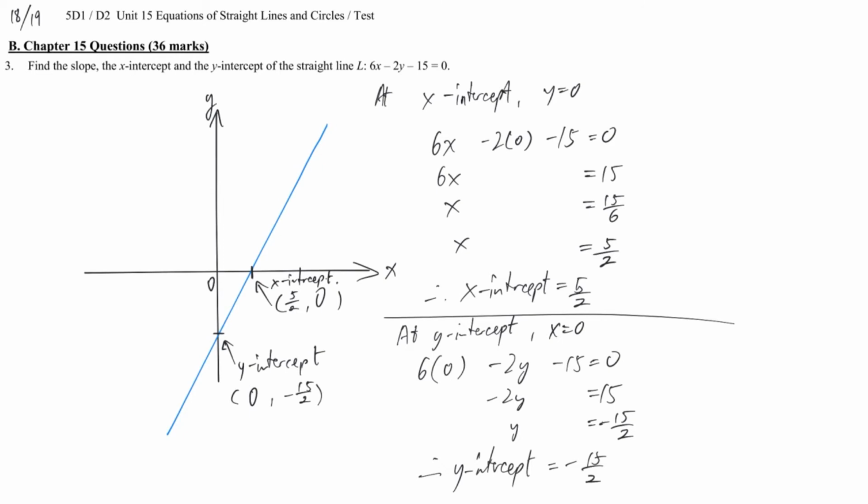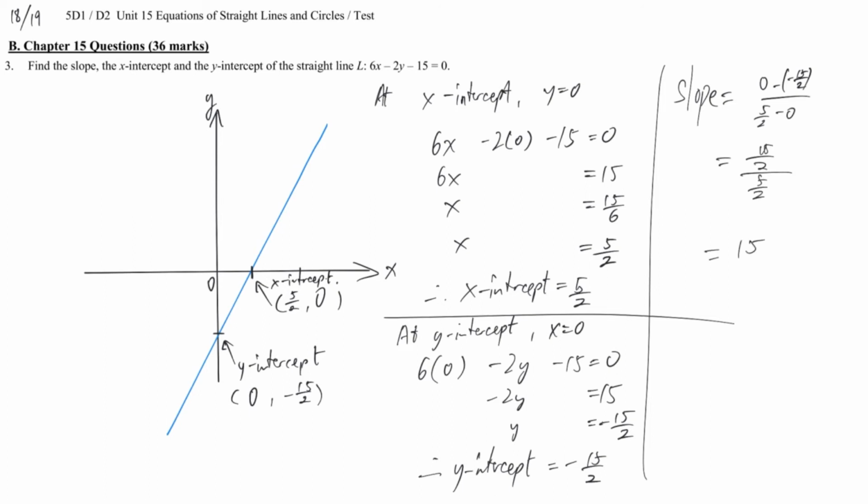Finally, we need to get the slope. With 2 points, of course you can get the slope. For these 2 points, it is the y difference divided by the x difference. So we just write down 0 minus negative 15 over 2, and then over 5 over 2 minus 0. You may use your calculator, which gives 3. The slope is 3.